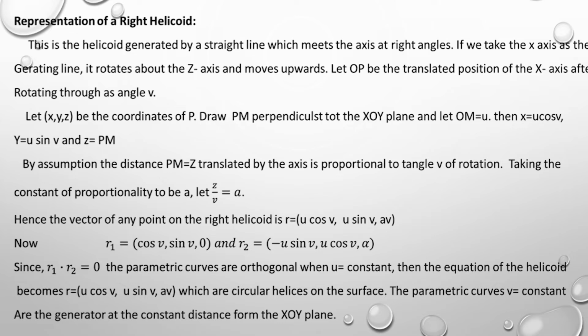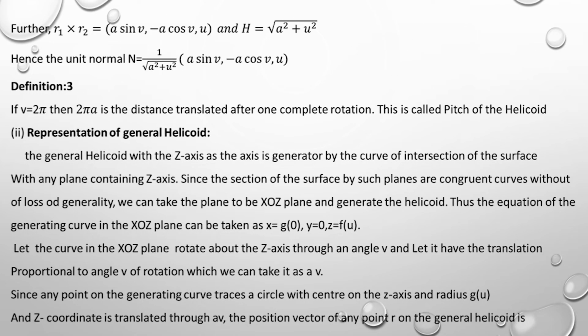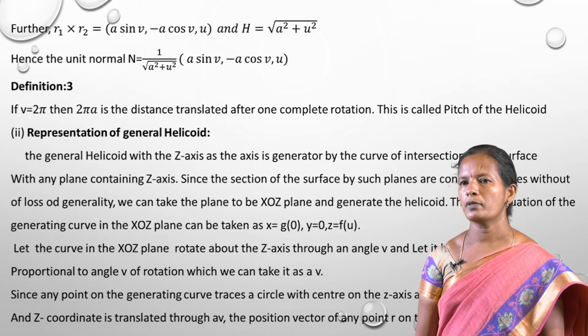Taking the dot product between R1 and R2, we get cos v times (−u sin v) plus sin v times (u cos v) plus 0 times a, which is 0. That is, R1 dot R2 is 0, so the parametric curves are orthogonal. When u is equal to constant, the equation of the helicoid becomes R equal to (u cos v, u sin v, a v), which are circular helicoids on the surface. The parametric curves v equal to constant are the generators at a constant distance from the XOY plane.